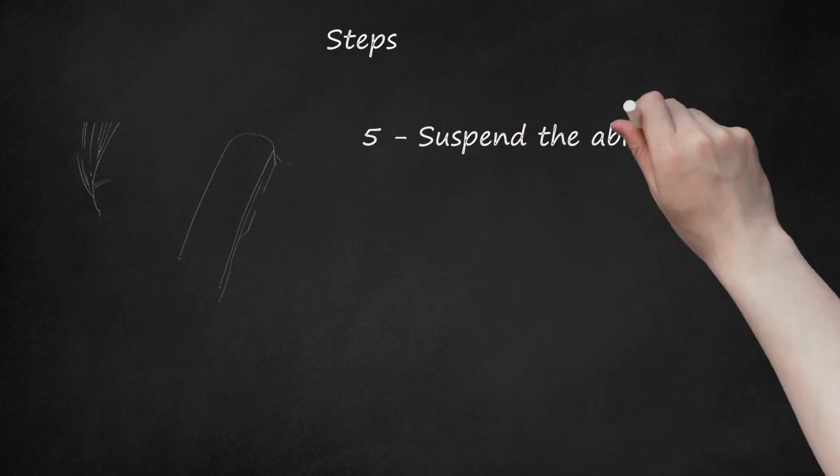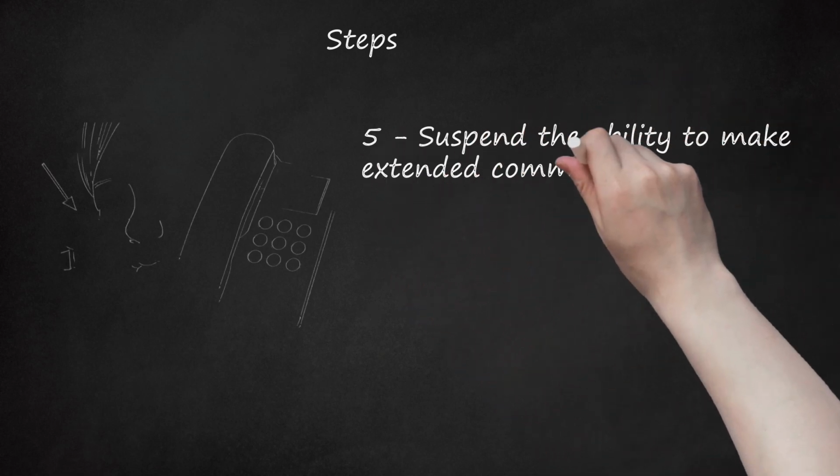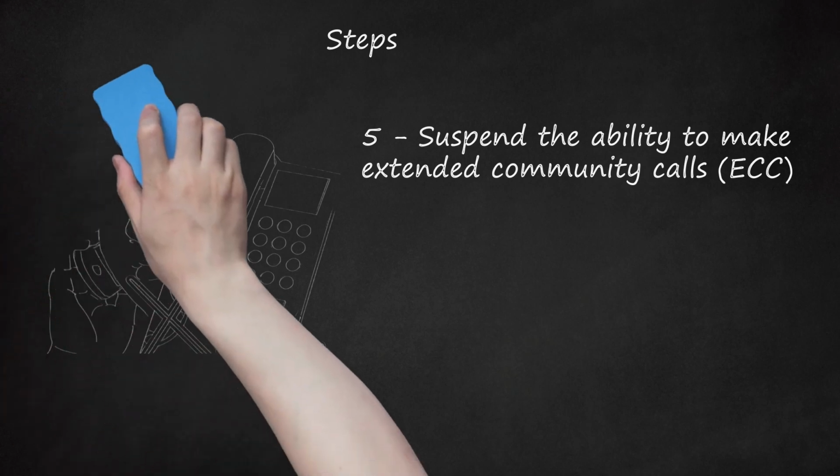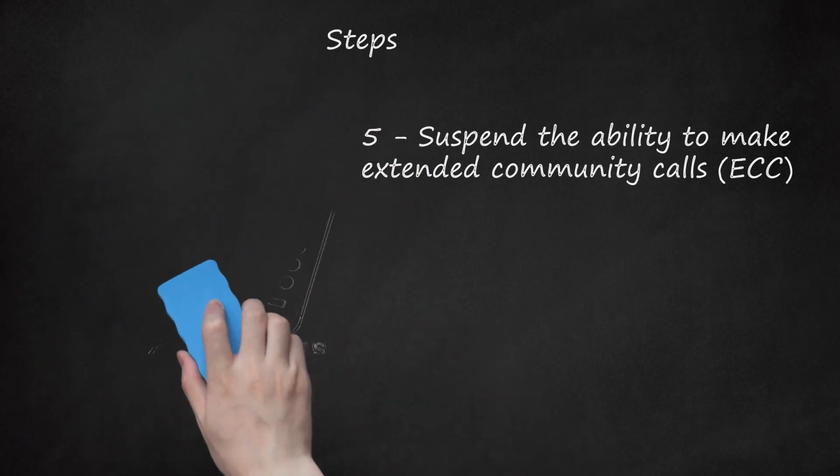5. Suspend the ability to make extended community calls, ECC. Request that your service provider block calls to numbers that are geographically close to your phone and do not require that a 1 be dialed before the phone number. Such calls are charged on a per-minute basis. This service is free upon first activation.